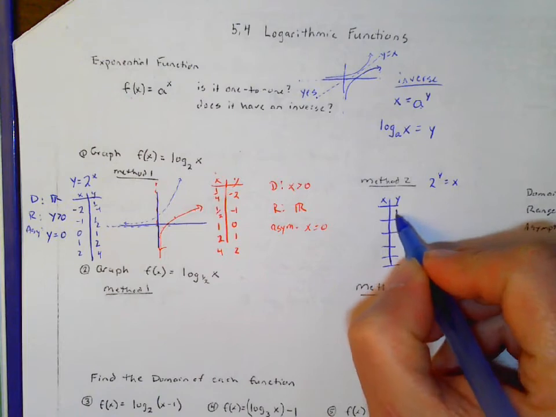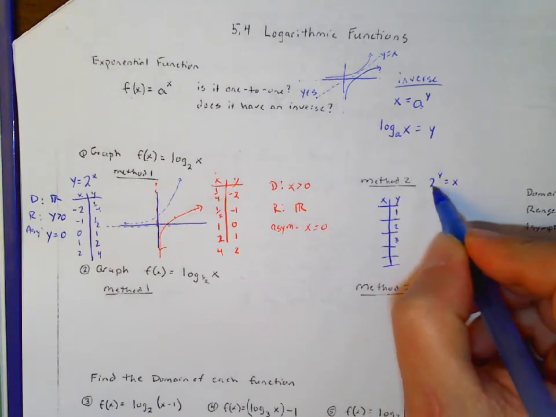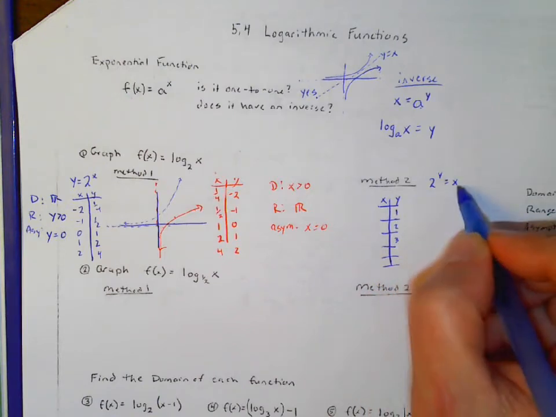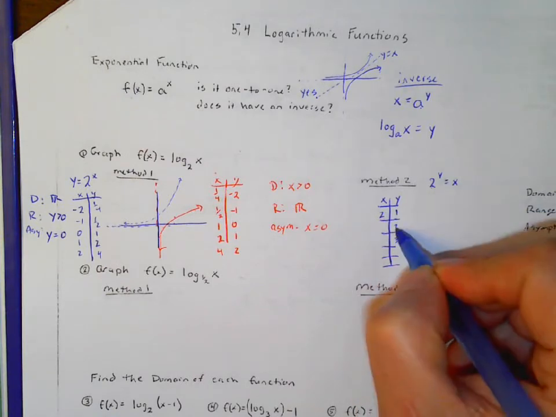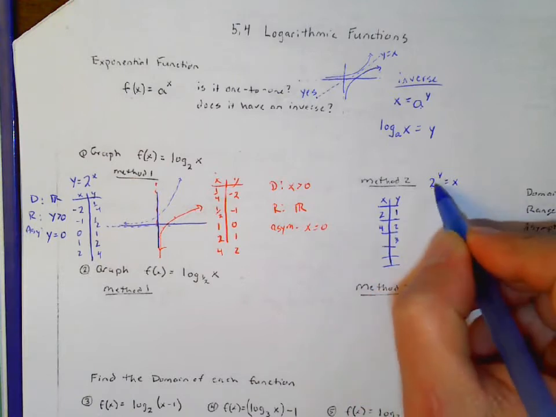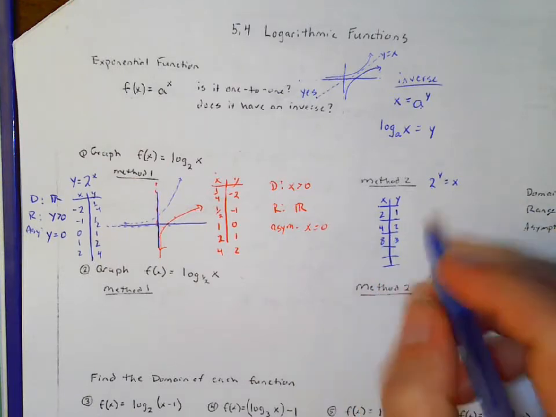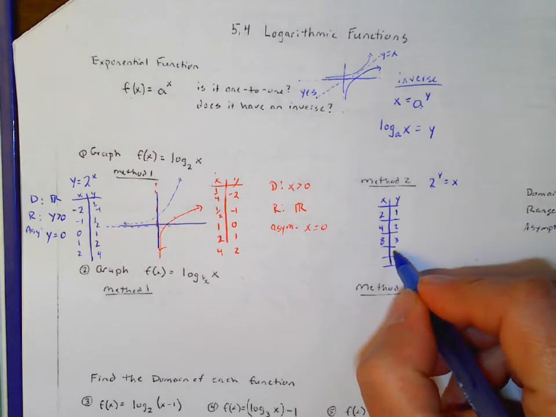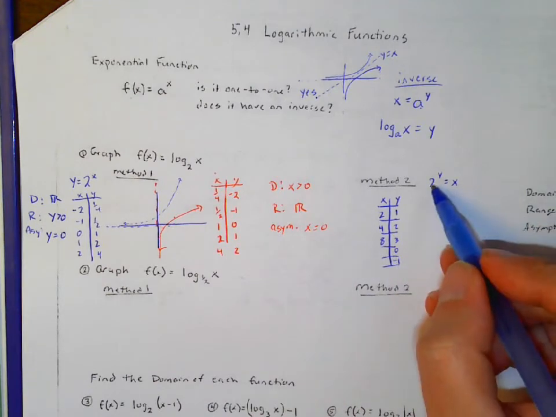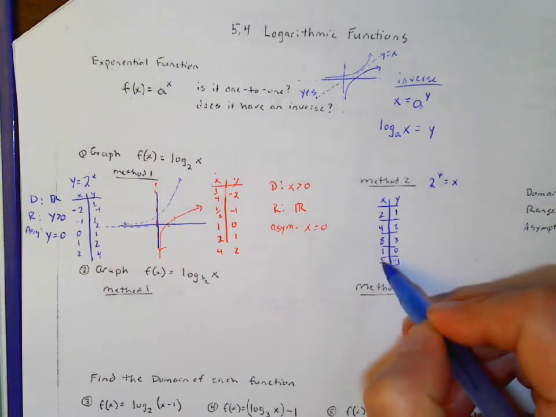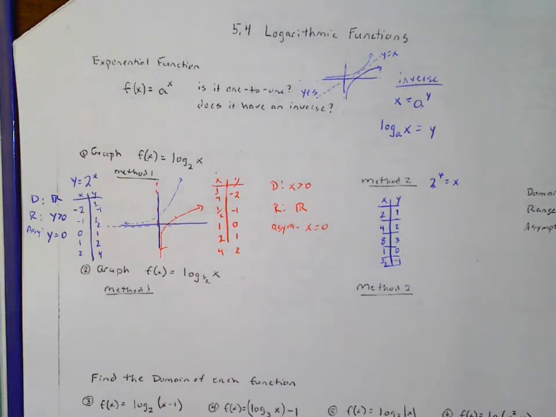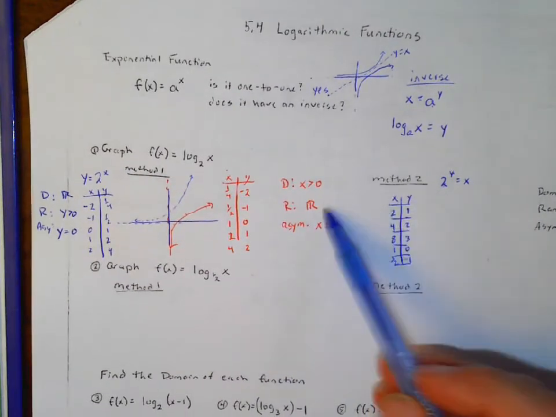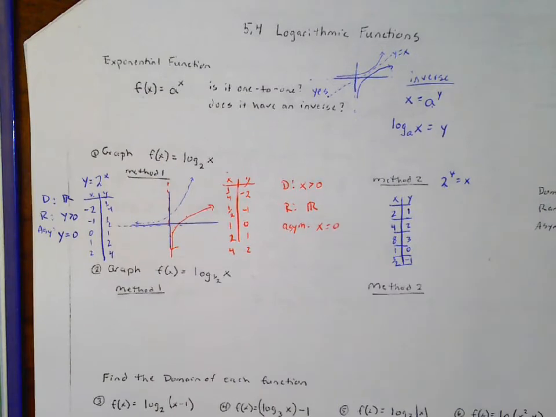So if I plug in 1, 2, 3 for your y's, 2 to the first power is 2. 2 to the second power is 4. 2 to the third power is 8. And then you can also use some 0 and negative, right? Anything to the 0 power is 1, and negative 1 would be 1/2. So that's another way you could get these points that we have here to plot. Same method there. Found domain, range, and asymptote.